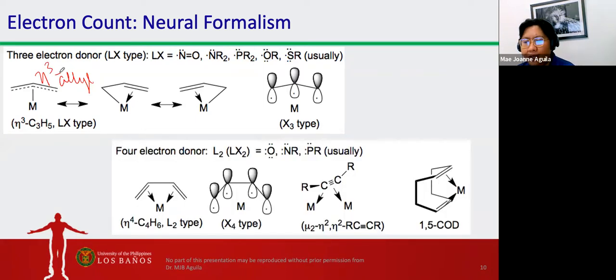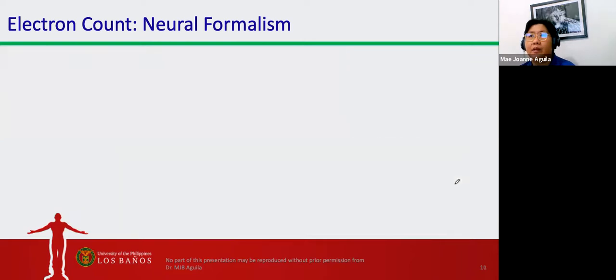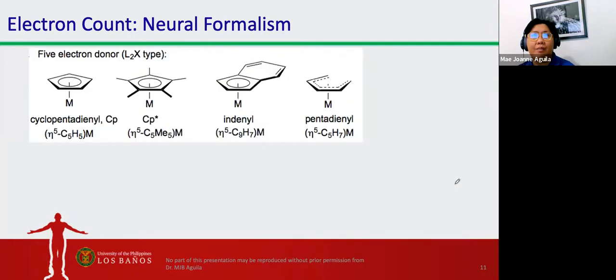And then we have 4 electron donors. So it can be an L2 or an LX2. So we have the butadiene over here. And this is a cyclooctadiene over here at the side. And for some more of the higher order electron count, we have the cyclopentadienyl and its derivatives. So this is the eta 5 cyclopentadienyl. So it is an L2X type.